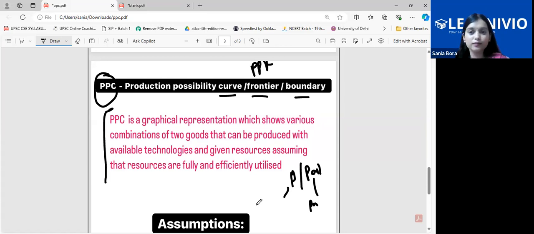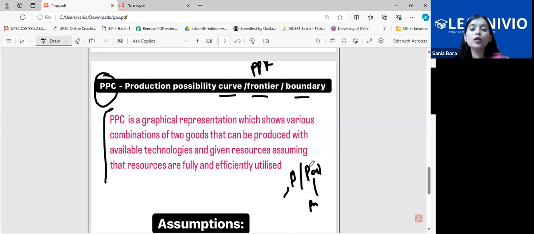Clear? Okay. So why am I saying you have to use it fully? Otherwise you can say, ma'am, apart from potato chips, I can also make French fries. Right? Yes or no? Yeah. That's why you have to make sure whatever two products you are making from whichever resources, you have to use those resources to the fullest. You don't have to leave anything, right? So that is the assumption basically.